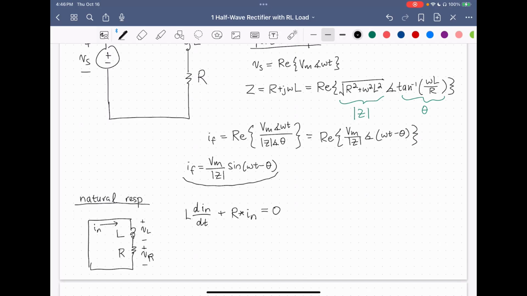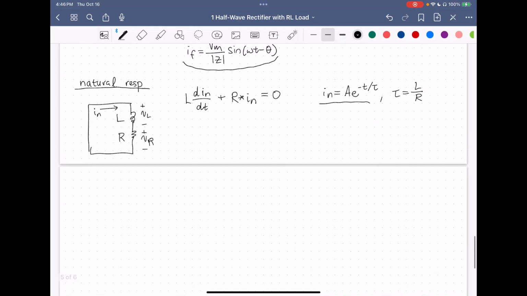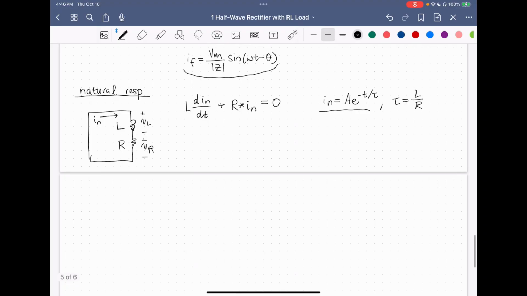Now, just by inspection, we're going to expect that IN can be expressed as an exponential. In this way, the derivative of an exponential is just an exponential. And in that case, we'll have these terms cancel. So IN is going to be in the form of an exponential with a coefficient A that we don't know yet, and a time constant tau that equals L over R. So this is the form of the natural response. So we found the forced response clearly, but we're still missing the coefficient for IN.